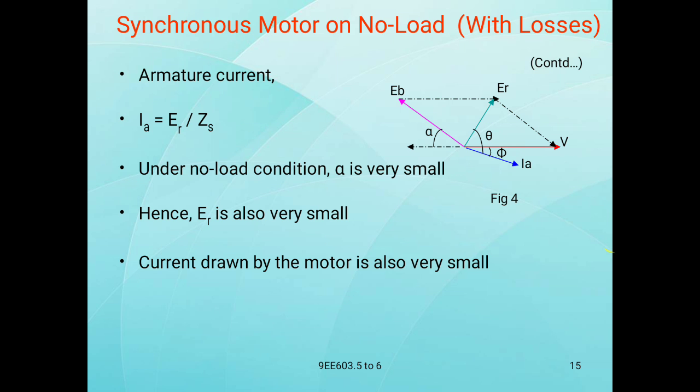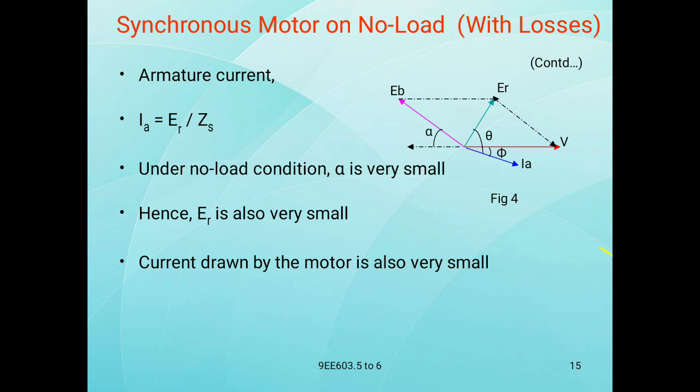So for the synchronous motor with losses on no load, the armature current IA is equal to ER by ZS. Under no load condition, alpha is very small, hence ER is also very small. The current drawn by the motor is also very small.